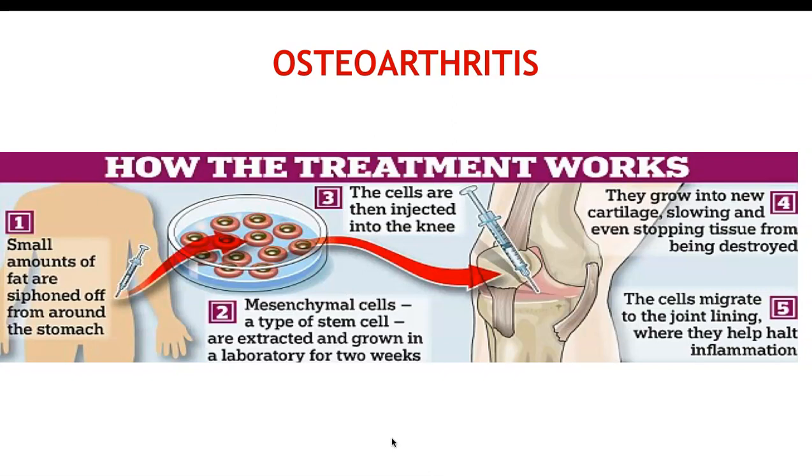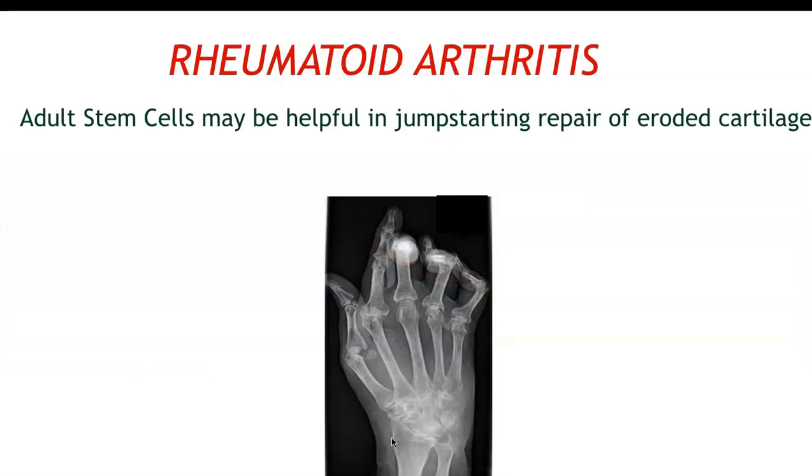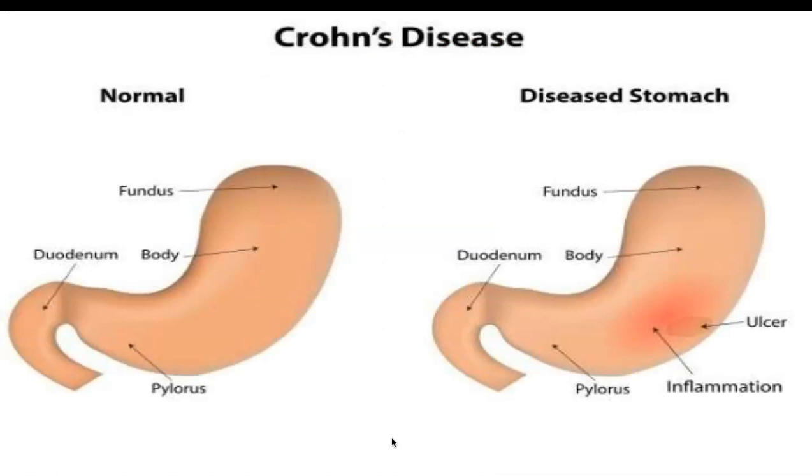They grow into new cartilage, slowing and even stopping tissue from being destroyed. Now the cells migrate to the joint lining and they help to halt the inflammation. So this is how these stem cells are treating osteoarthritis. They are also helpful in jump-starting repair of eroded cartilage, which we call rheumatoid arthritis.